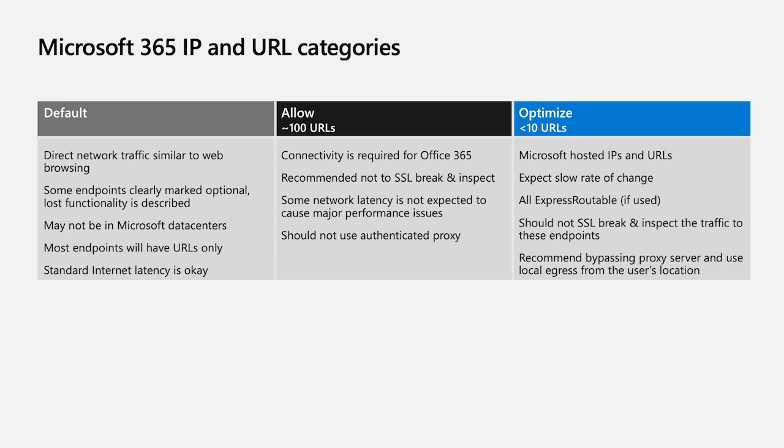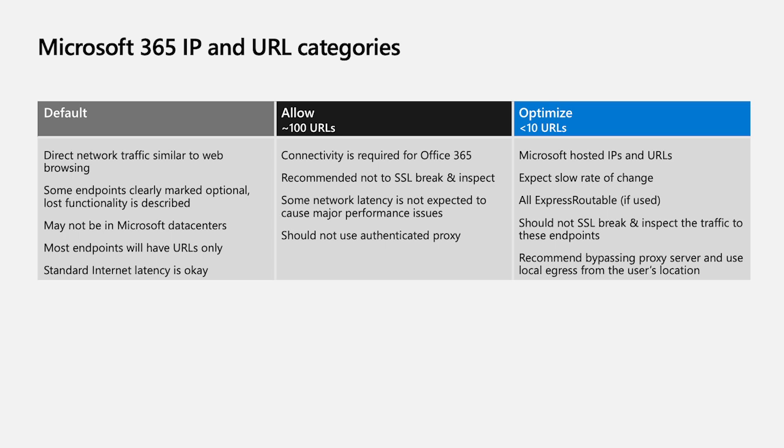The allow category should be a little more trusted than the default category. This is connectivity that's absolutely required to take advantage of Office 365 or Microsoft 365, as opposed to the default category where some of those endpoints are marked as optional. So anything in the allow category you need to provide access to. It is still okay to proxy this traffic without having much of an impact on end user experience. Having said that, we still recommend not to SSL break and inspect this traffic or use authenticated proxy to try and avoid any extreme latency impact from those technologies.